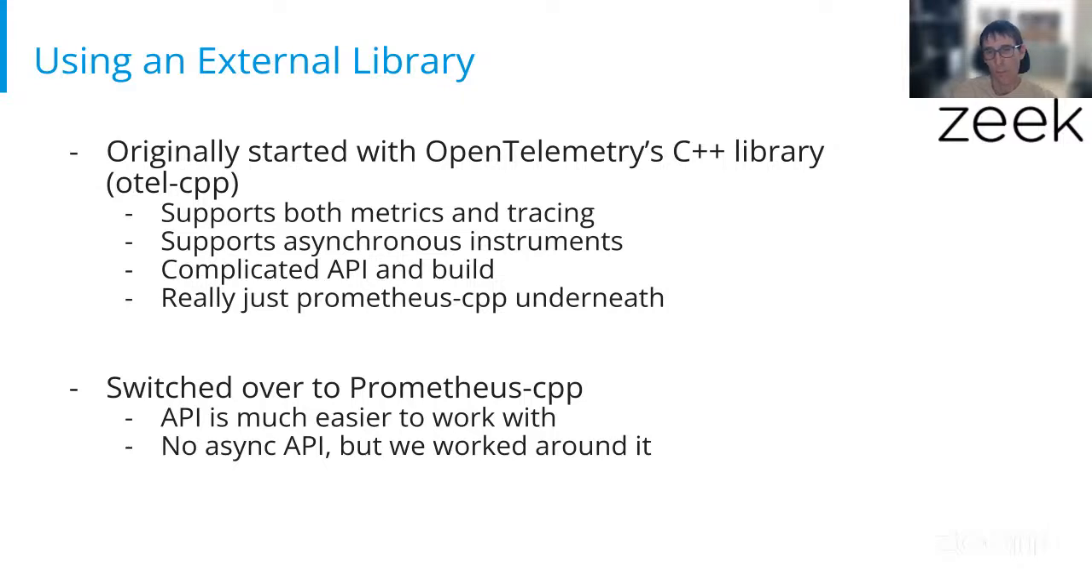The API is way easier to work with. They only provide just the things for Prometheus. There's no async API in there, which is good and bad. We opened a pull request against them to add it, and they decided not to take it. We worked around it and ended up just adding one ourselves that we use inside of Zeek.